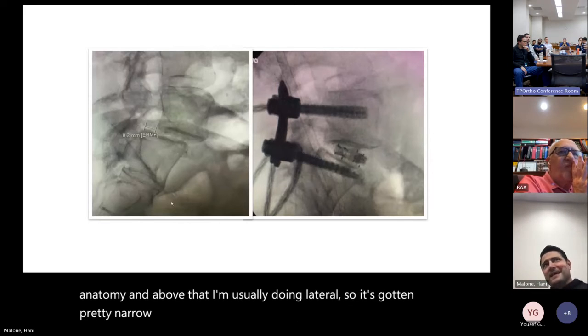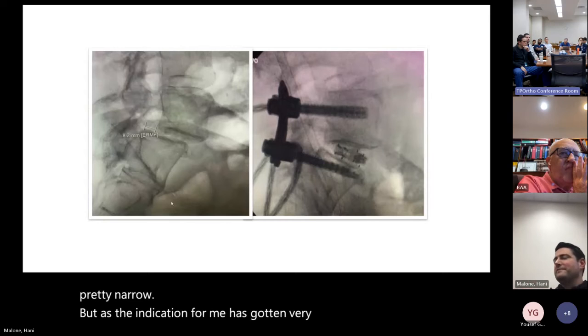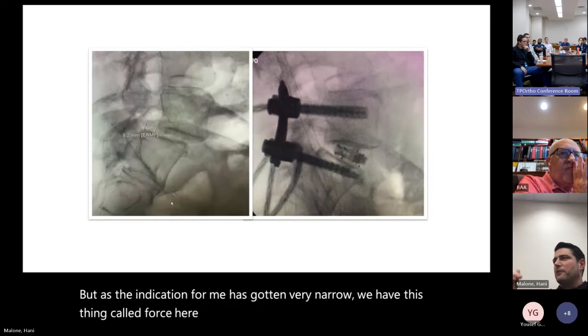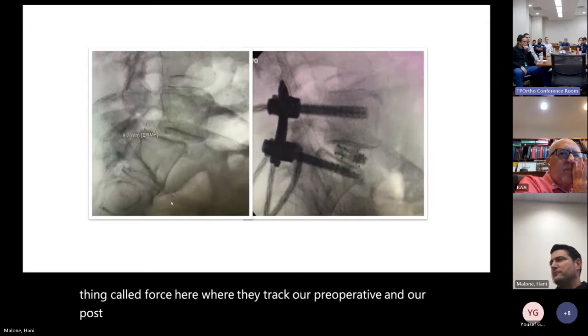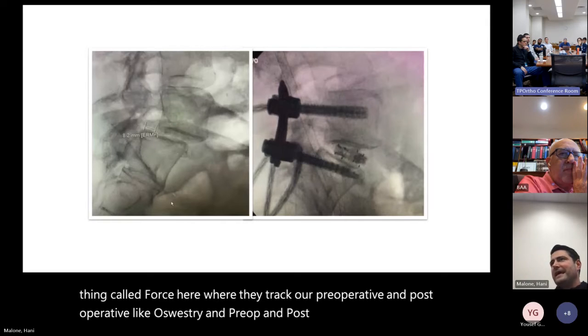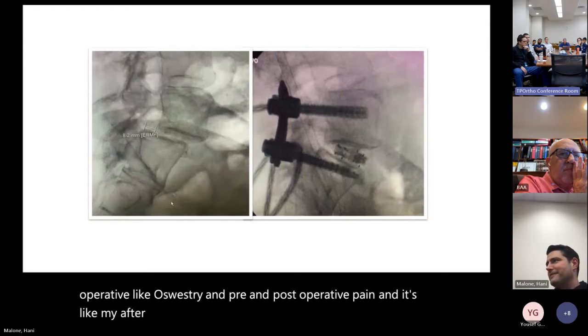But as the indication has gotten very narrow, we have this thing called FORCE here where they track our preoperative and postoperative Oswestries, and preoperative and postoperative pain. And after cervical arthroplasty, it's my second best procedure in terms of delta.